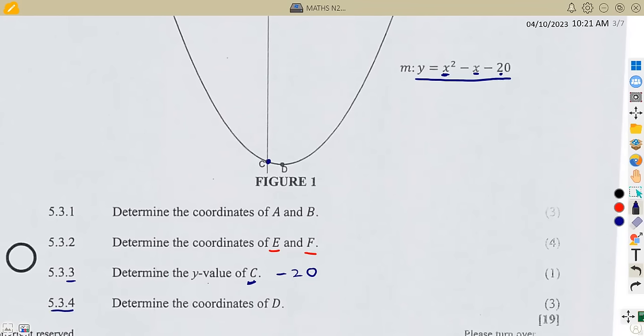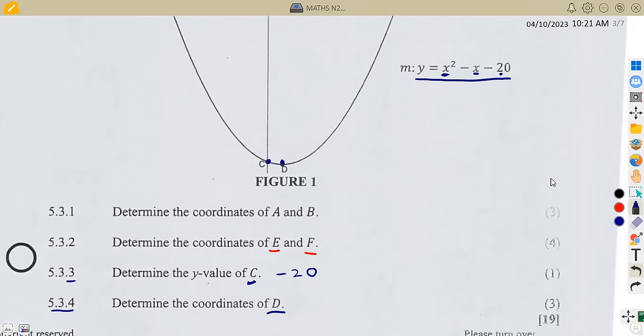5.34, determine the coordinates of D. All right, in this case, this question was not properly given. Why am I saying so? We do not assume that this point D is a turning point if we are not told. But in this case, it actually was a turning point. They are giving us that D is a turning point, but we do not assume. So take note of that. You don't assume that this is a turning point.